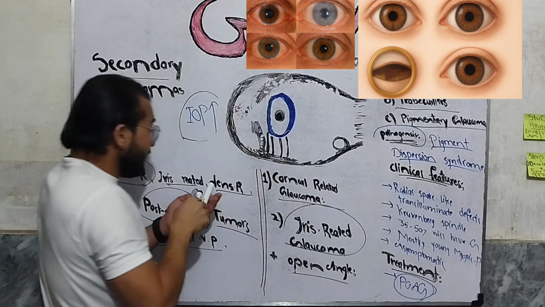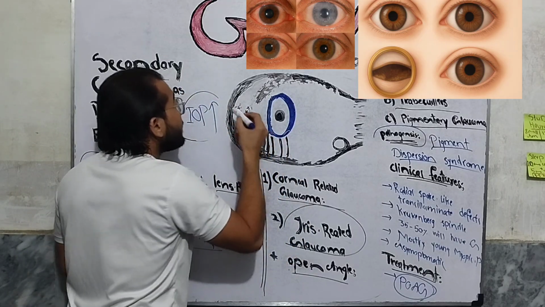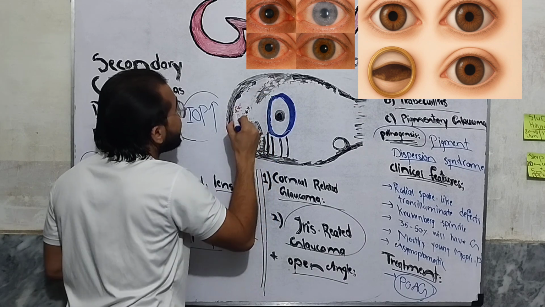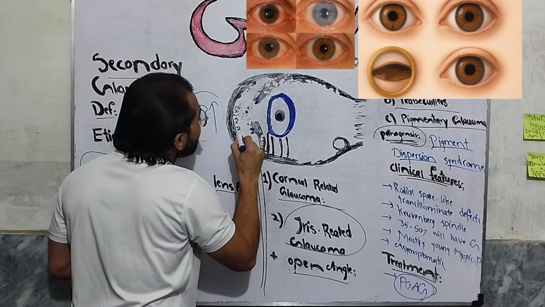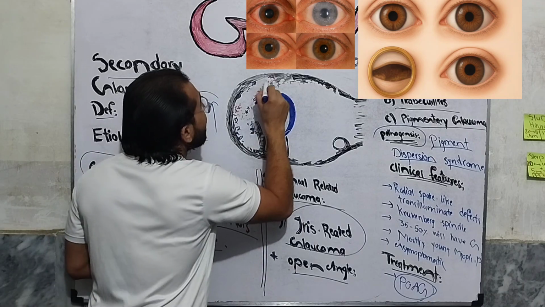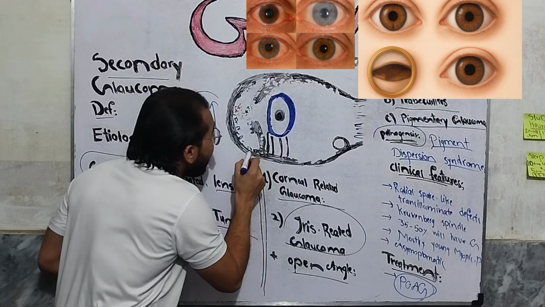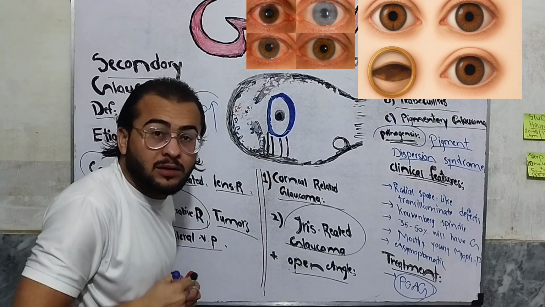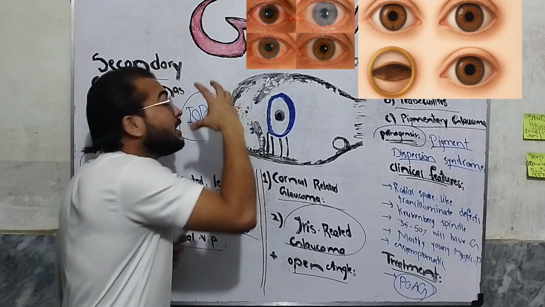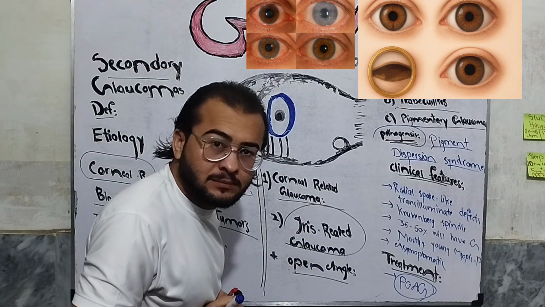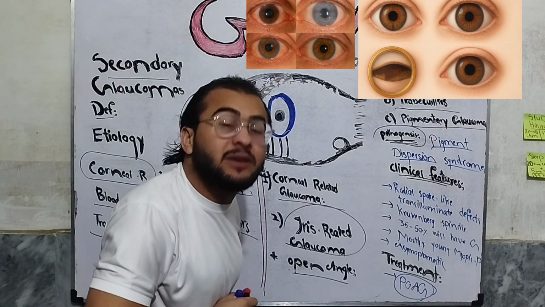These granules will be released and they will deposit on the different regions of the anterior chamber and on the trabecular meshwork, and will occlude the perforations of the trabecular meshwork and will elevate the intraocular pressure. So this is the pathogenesis of pigmentary glaucoma.